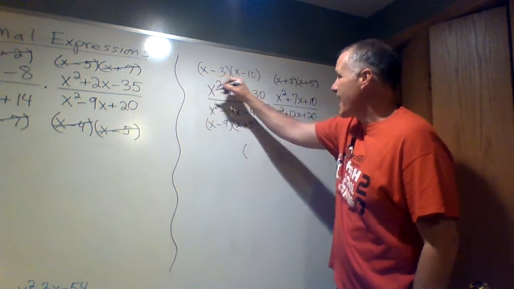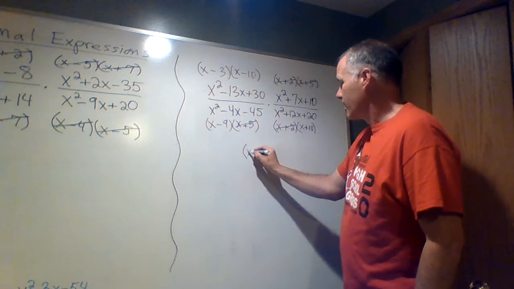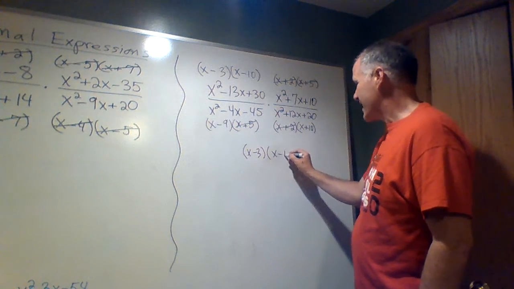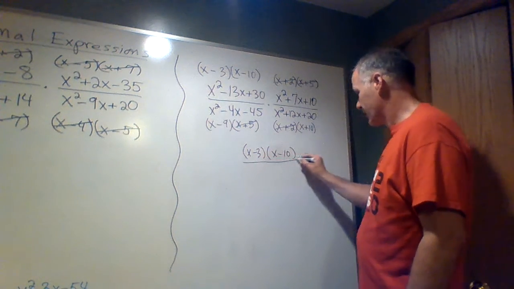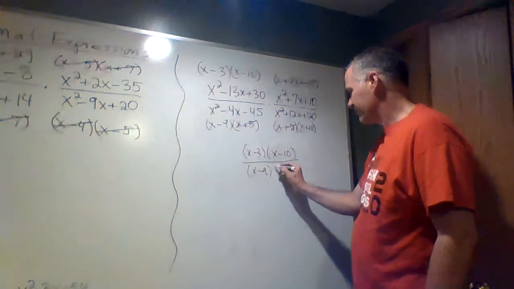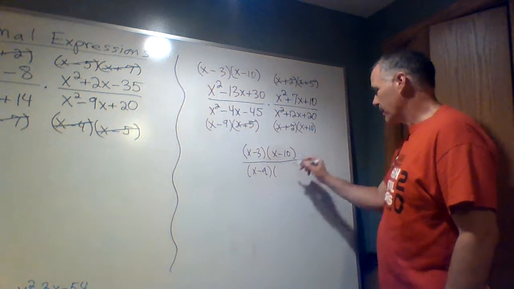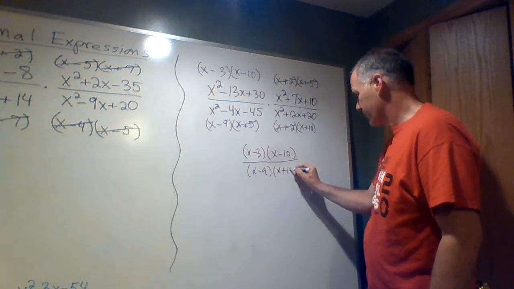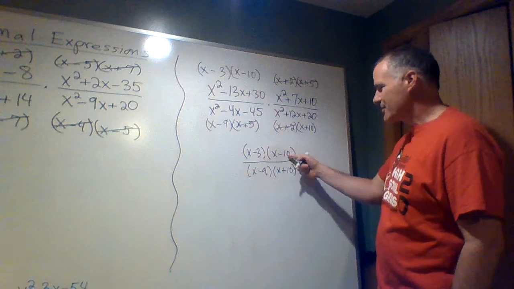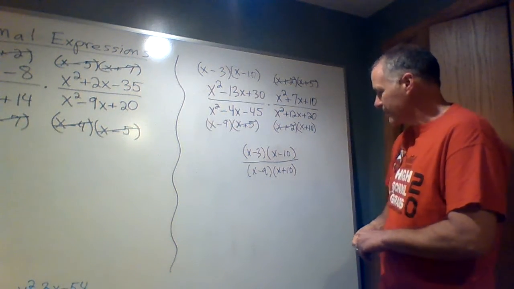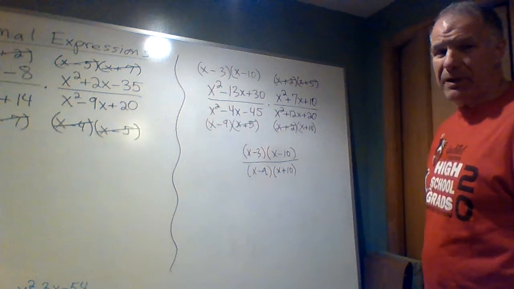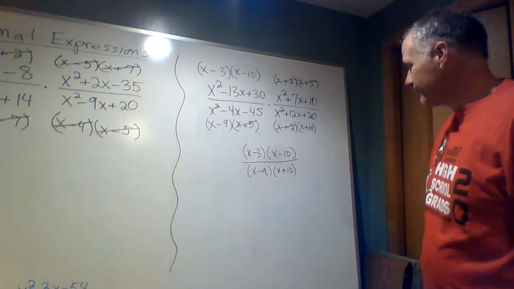I was thinking these 10s would cancel, but they won't because that's a negative, that's positive. So what's left in the top is this whole set of binomials, x minus 3 and x minus 10. That's in the numerator. And what's in the denominator would be the x minus 9, and then this x plus 10. So actually that's the answer. Again, I'm not allowed to cancel these 10s because they're not the same sign. I had planned for them to cancel, but it didn't work out.